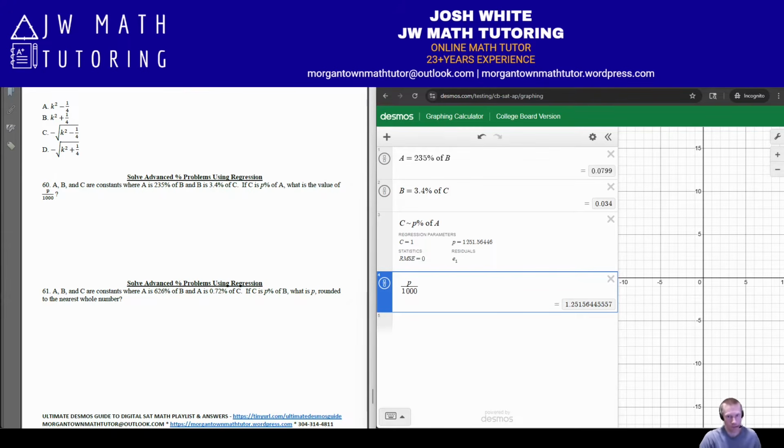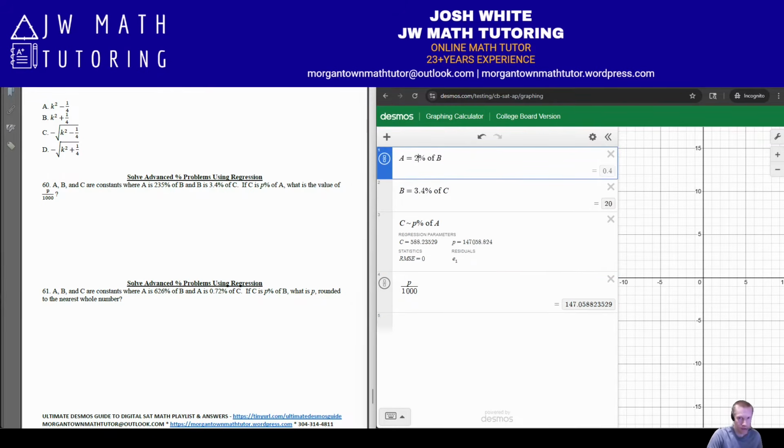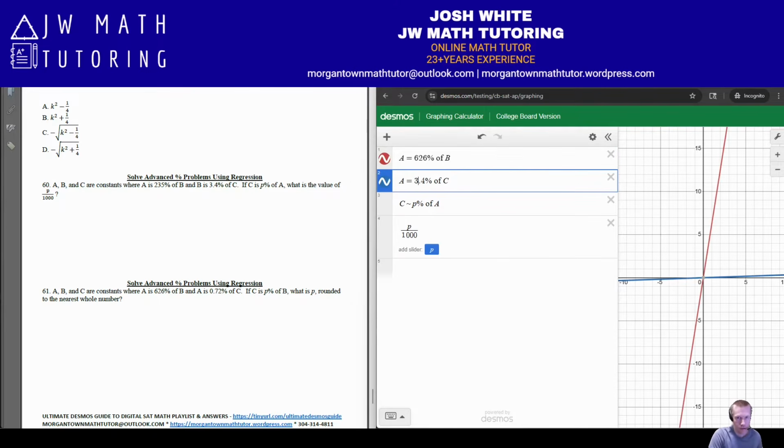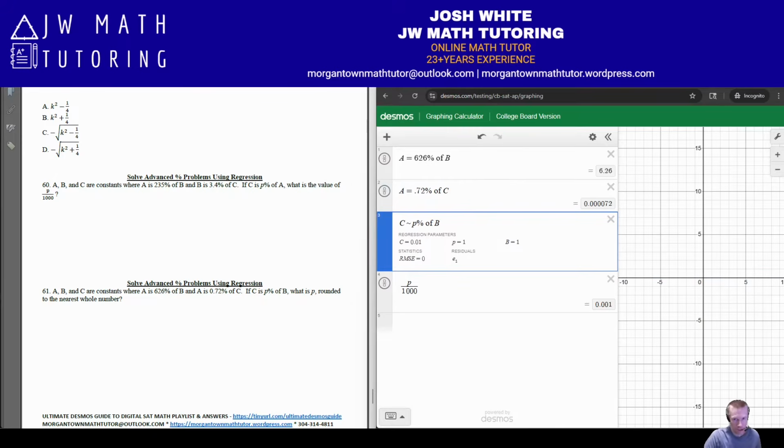Let's take a look now at number 61. A equals 626% of B. A is 0.72% of C. C is P% of B. What is P rounded to the nearest whole number? If you notice what's happening here, it's just like choosing B as 1 and C is 0.01, P is just 1. But this is not the correct value for this problem.